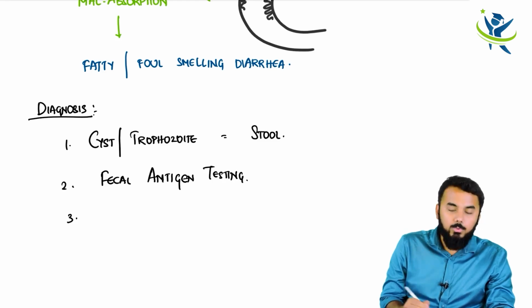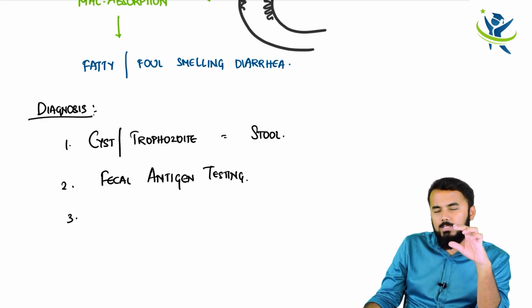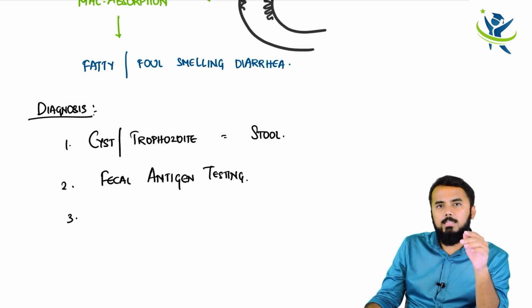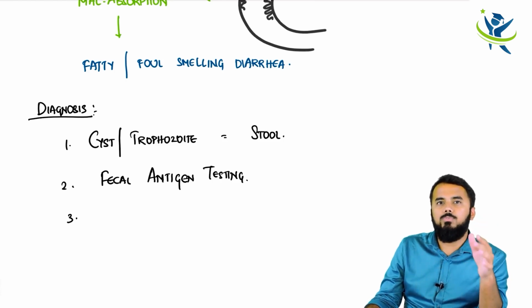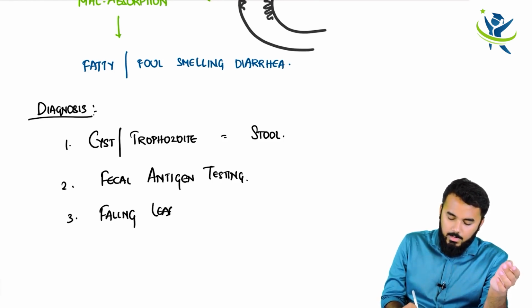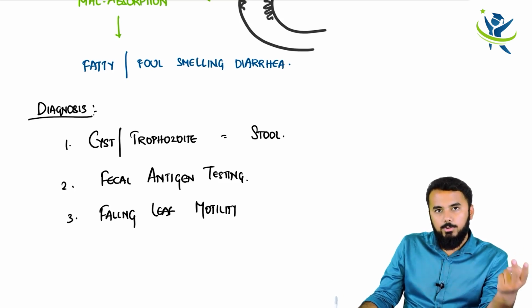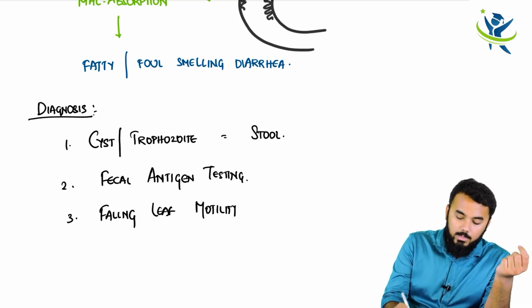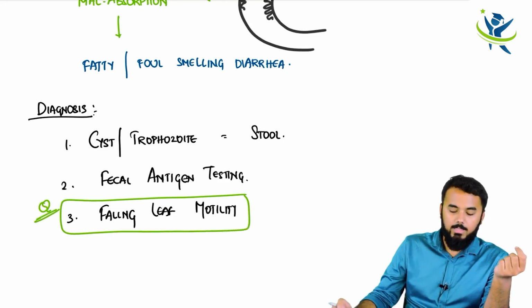The third test is that you take the stool sample, put it under a microscope and look. You will see very clearly a type of motility shown by these trophozoites, called falling leaf motility. So these are the two important things you need to know for the diagnosis part. Falling leaf motility is a very, very important characteristic thing.